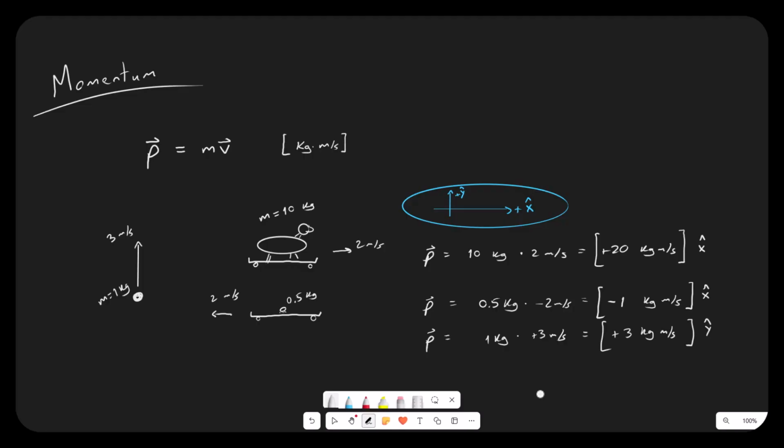That's it as far as momentum without getting into what to do with it. That's just kind of how to calculate it. We'll leave examples for later.